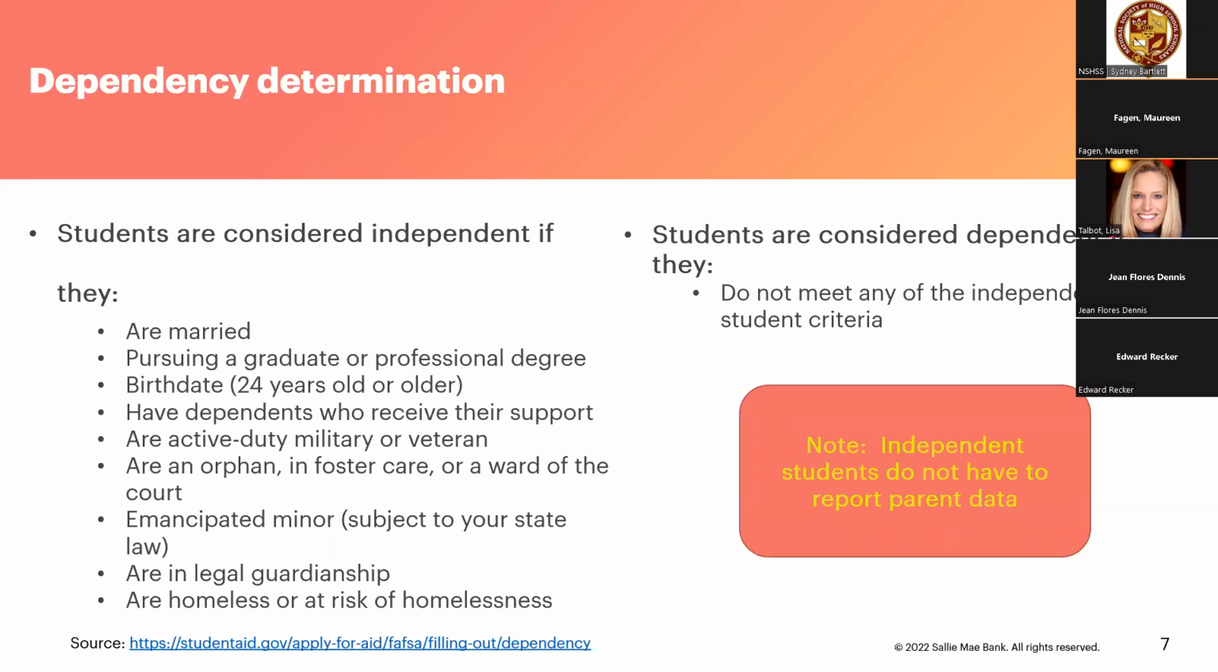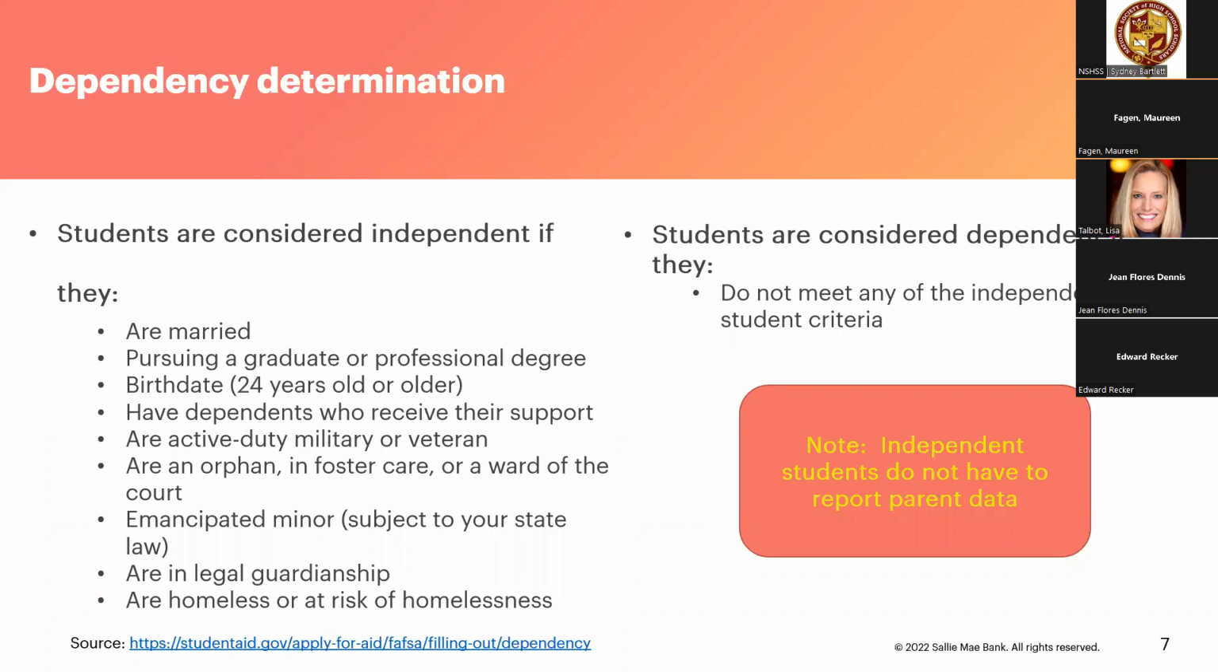And so this is really important when it comes to the FAFSA. It's a frequently asked question, determining dependency. It's really important to understand dependency status and which parent or parents will need to provide information on the FAFSA. So these next two slides will cover that information in more detail. FAFSA dependency is not the same thing as being claimed as a dependent on someone's tax return. So really important to note that.